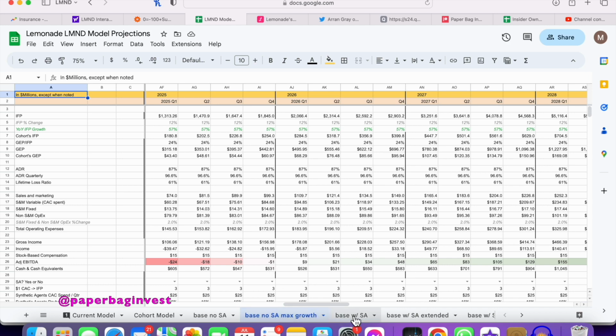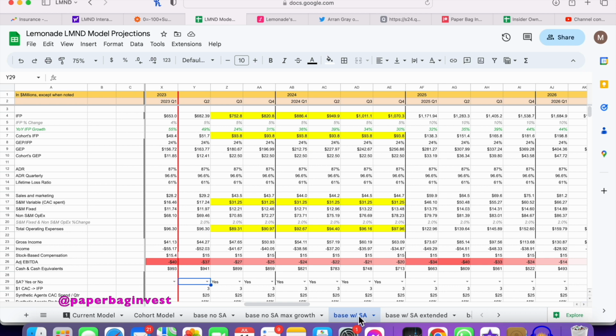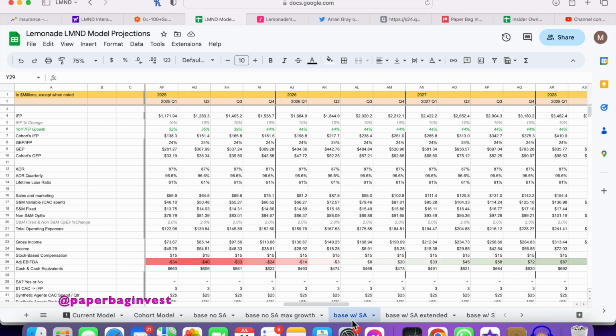Now let's look at the base case again, but with synthetic agents turned on, starting in Q3 this quarter right now for the next 6 quarters, 25 million a quarter. With the synthetic agents turned on, again, looking at the same time point here to compare between the base with no SA and with SA, we flip back and forth. You can see no SA, with SA. It shifts profitability forward a little bit.